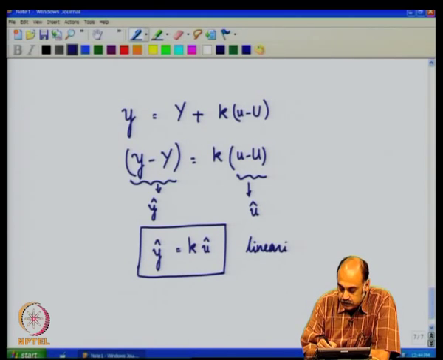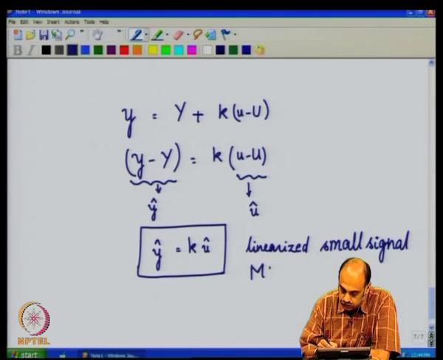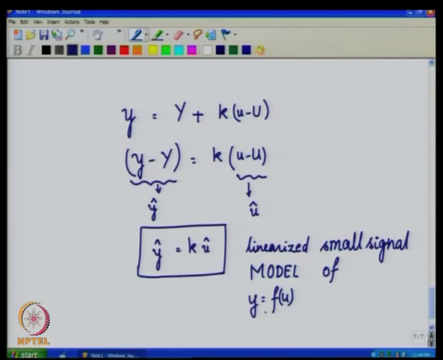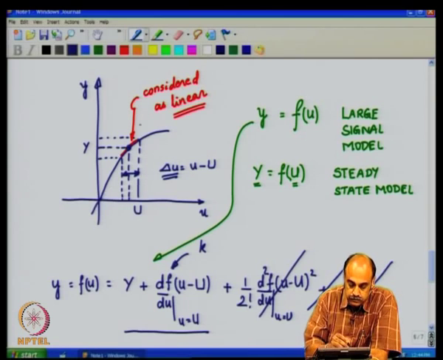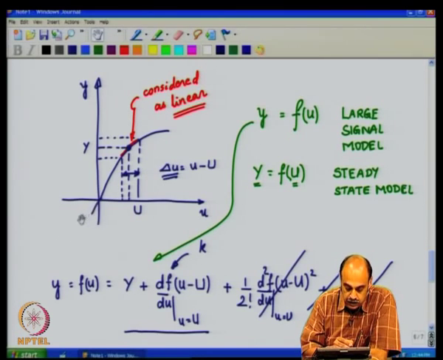This is the linearized small signal model of y is equal to f of u, which is the large signal model. So, you see that we have seen three ways of representing a particular system. Firstly, you have the input output transfer curve, and this whole transfer curve can be represented as y is equal to f of u, and that is called the large signal model, because it handles the whole large signal of u and y. It can address that one.